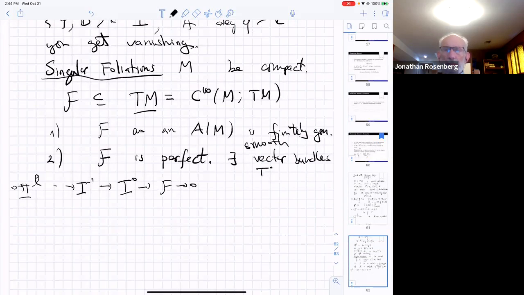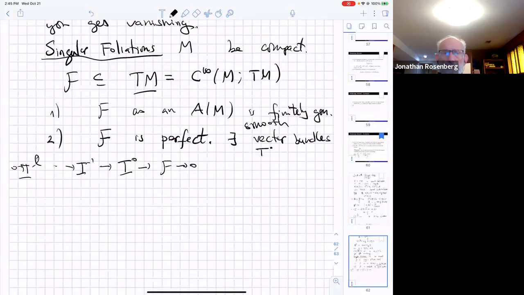Just be wary that there is a notion of coherent over any ring, I think due to Serre. The problem with that is that if you look at C-infinity modules over C-infinity functions, the coherent modules are very, very restrictive. None of the modules that you really care about are actually coherent in Serre's sense. Okay, so that's what I'm going to require. F being perfect means that it has a resolution.